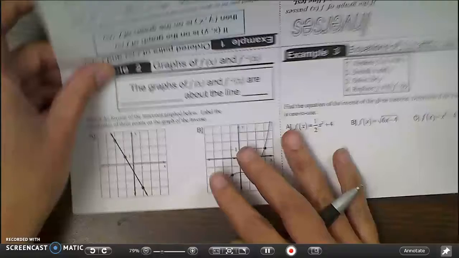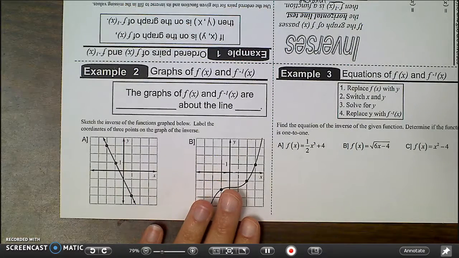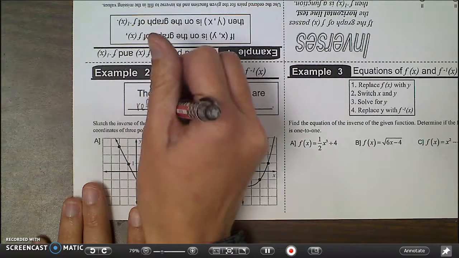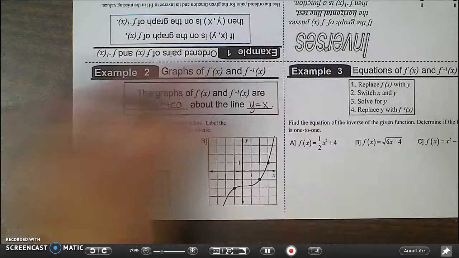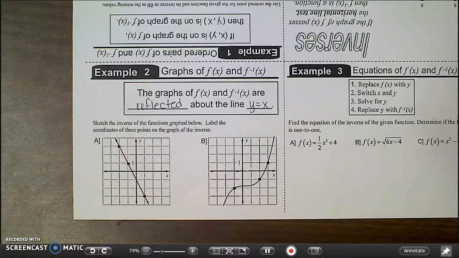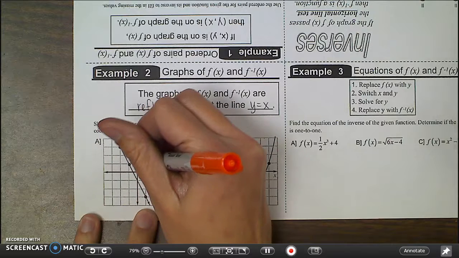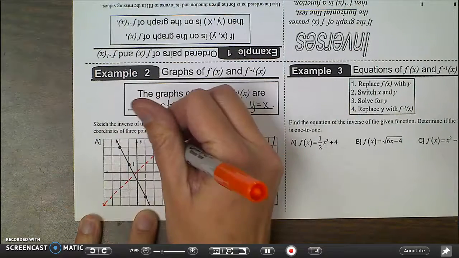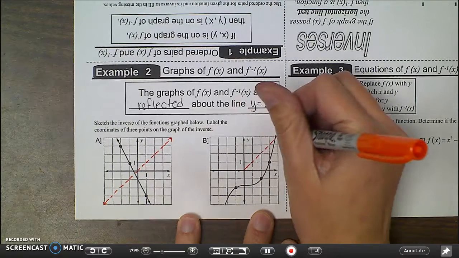So example 2, the graphs of f of x and its inverse function are reflected about the line y equals x. So what that means is if I have the line y equals x, which is this line right here, we talked about reflections a ton in geometry. You were just reflecting over that line.